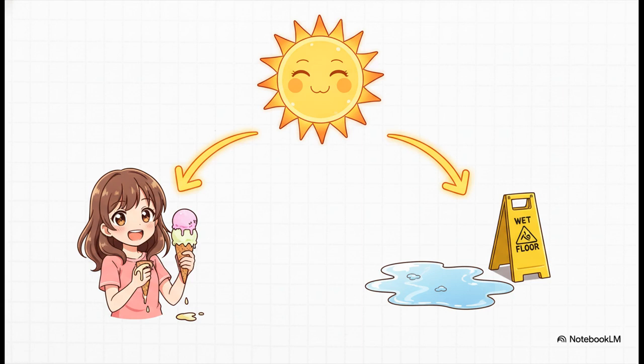And here it is, the big reveal. There's a hidden factor at play, the hot weather. The heat makes people want to buy more ice cream. The heat also leads to more water on the floor, from condensation, from melting ice, from people tracking water in, which of course causes more slips. The two things are linked, but one isn't causing the other.